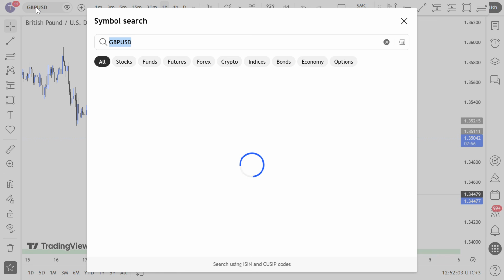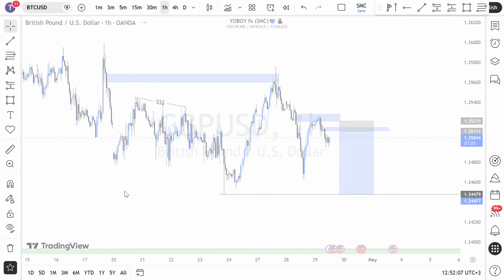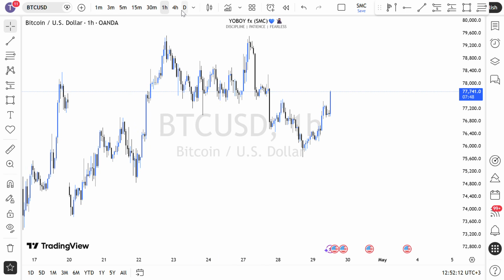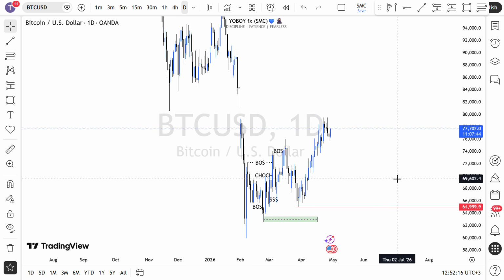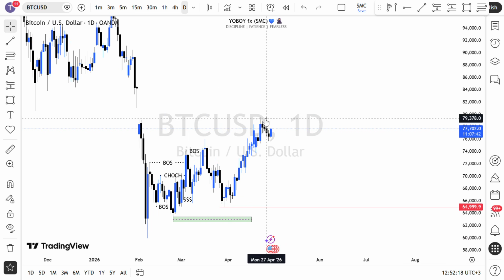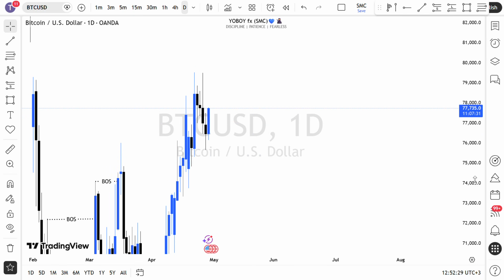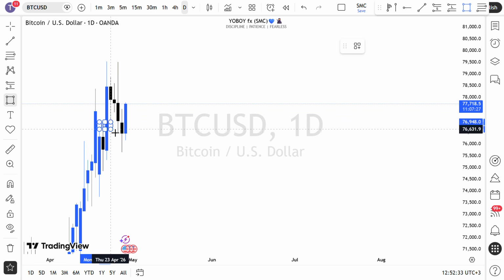I also have BTCUSD. On BTCUSD, if I come into the daily time frame, we are currently bullish. Depending on this move here, I'm currently focusing on what is happening on the daily time frame. We had this order block with a fair value gap. Price has come into that order block. This is the order block here.